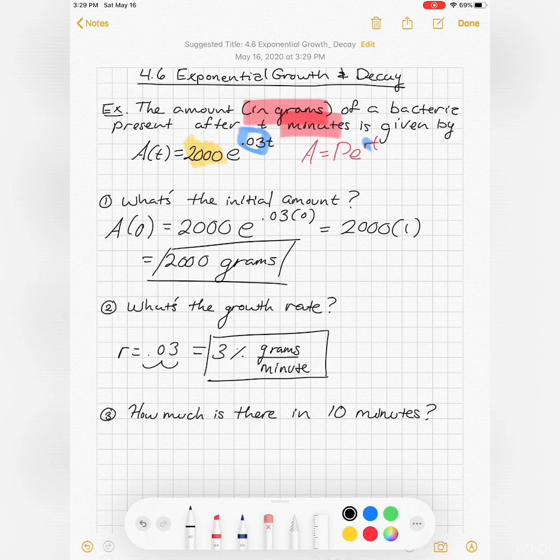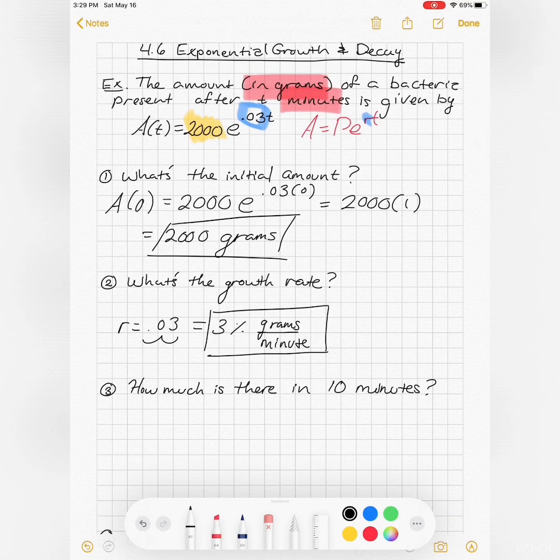Okay, how much is there in 10 minutes? That's just the amount after 10 minutes. So if the calculation's simple enough to do it in my head, I'll go ahead and do it. And then this is the amount after 10 minutes, so this would be in grams.